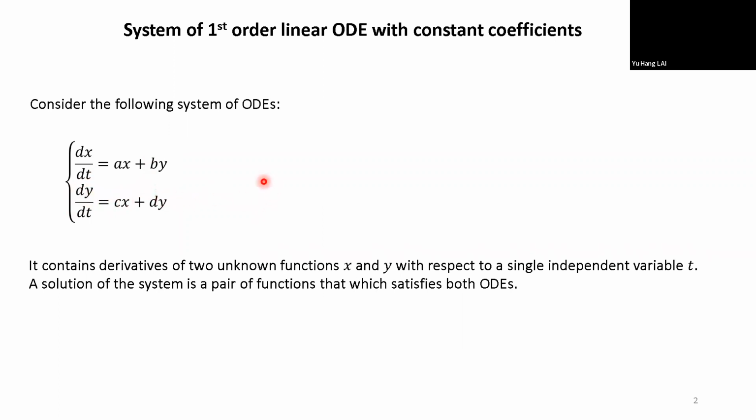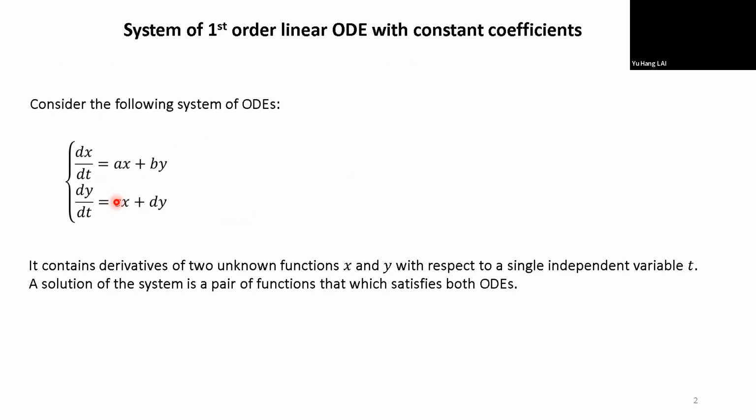Then to actually solve this system of ODEs, we don't know the method yet, but what you need at the end is a pair of functions. You need to tell me x as a function of t, and also y as a function of t. You give me the 2 functions, and these 2 functions have to satisfy these 2 ODEs simultaneously.